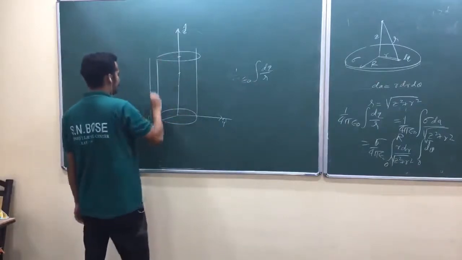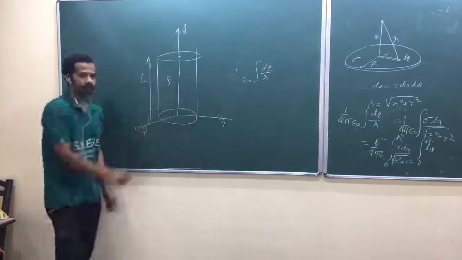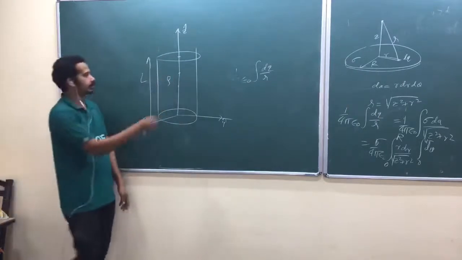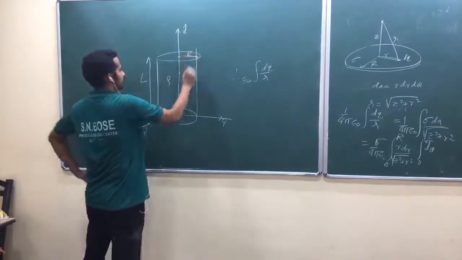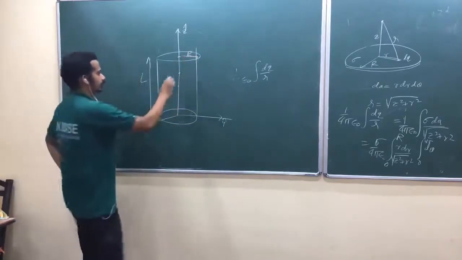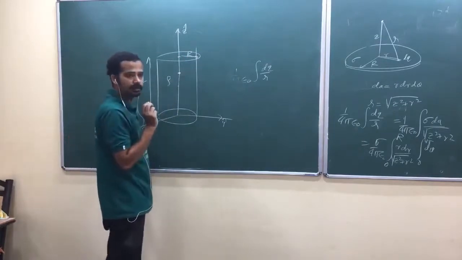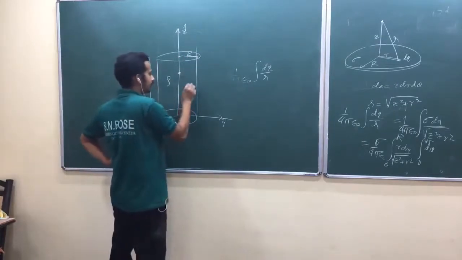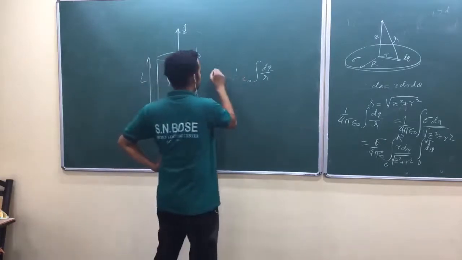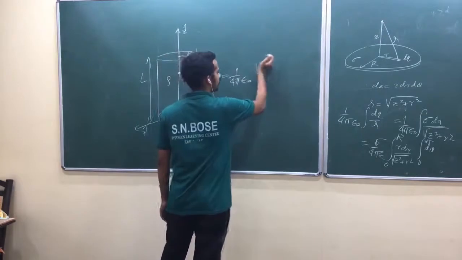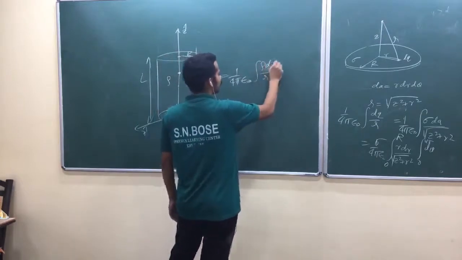This total length is L, am I right? It contains uniform volume charge rho. Then the radius is capital R. And this is my point of interest. I need to find this one. Now what you have to do here is take any volume element. Ultimately, you have to do this integral, 1 by 4 pi epsilon naught dq by r, where dq we write as rho dτ.